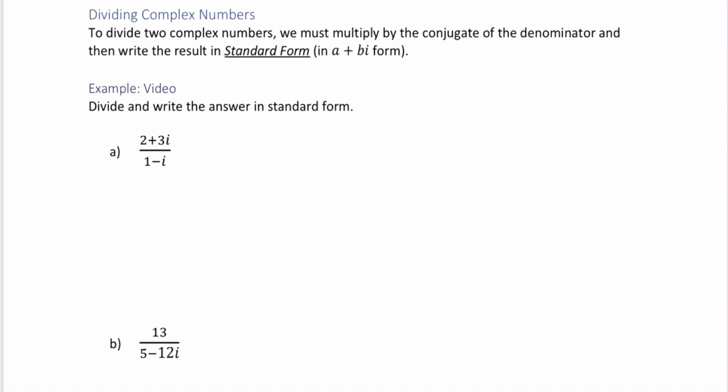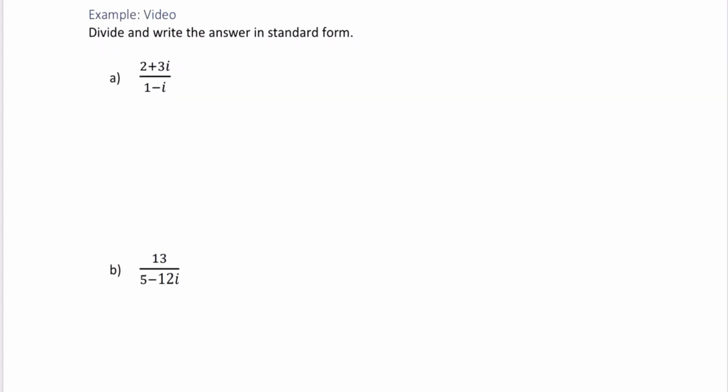To divide two complex numbers, we must multiply by the conjugate of the denominator and then write the result in standard form. For example, let's divide these two imaginary numbers. Keep in mind our result needs to be in standard form.